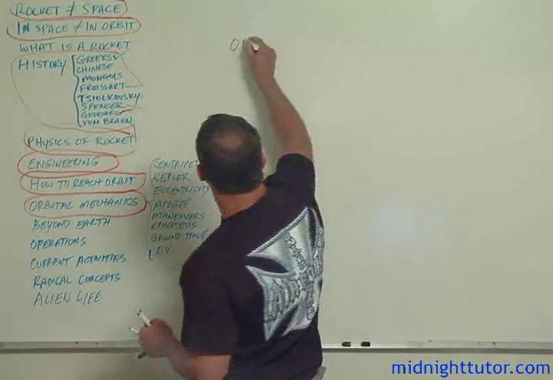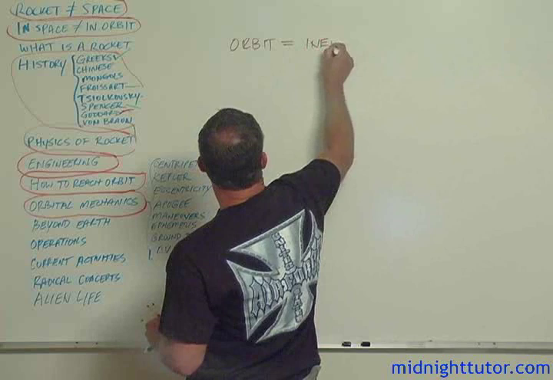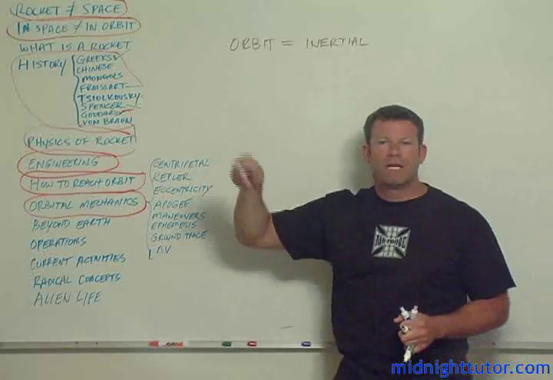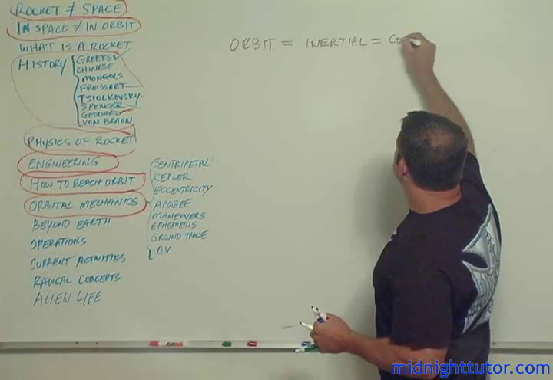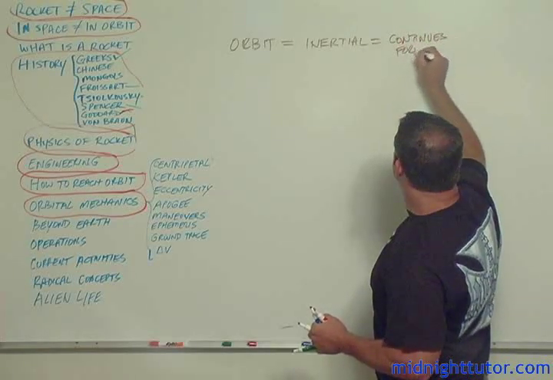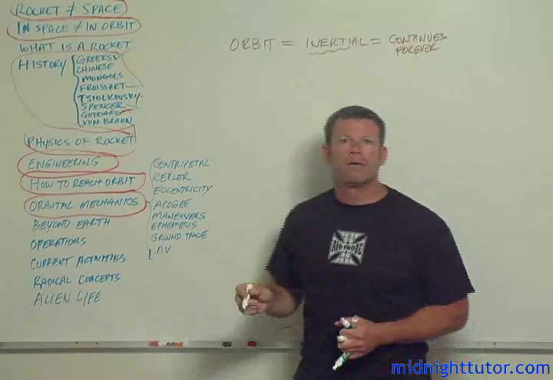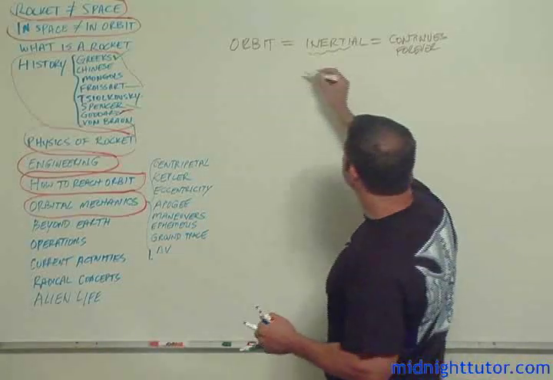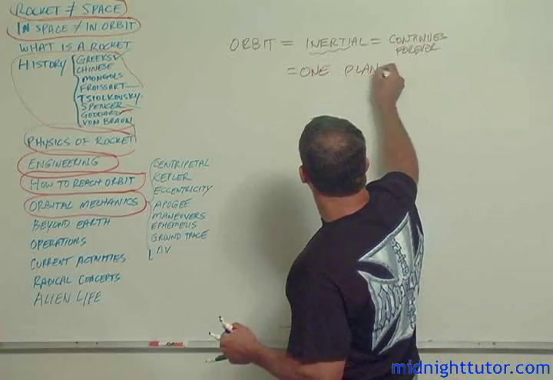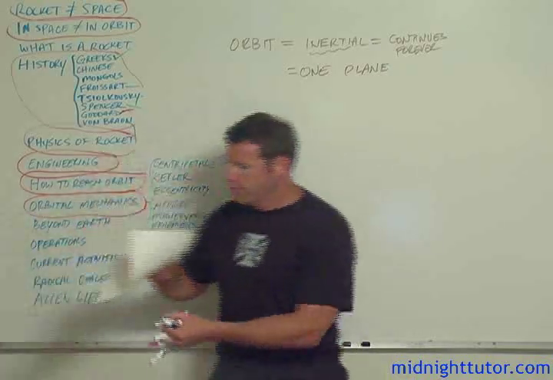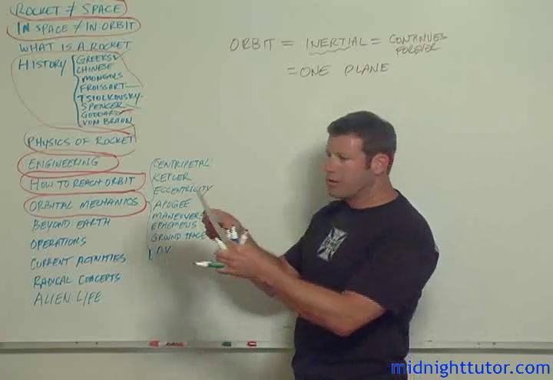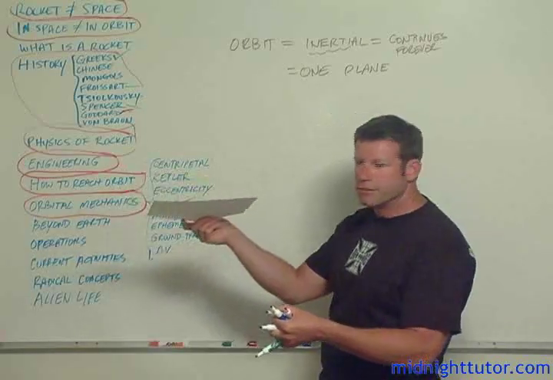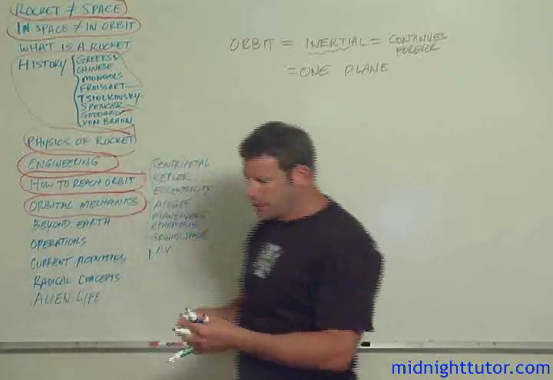And the orbit is inertial. That's a rocket science or physics term. Inertial means that it's continuing to do the same thing forever, right? Remember, we talked about inertia as the propensity to want to remain in the same state, whatever state that is. So the orbit is in one plane. The orbit is in the surface of this piece of paper. Now, this piece of paper can be oriented in all different kinds of ways, the attitude, so to speak, of this piece of paper in three dimensions. But the orbit always remains in that one plane.